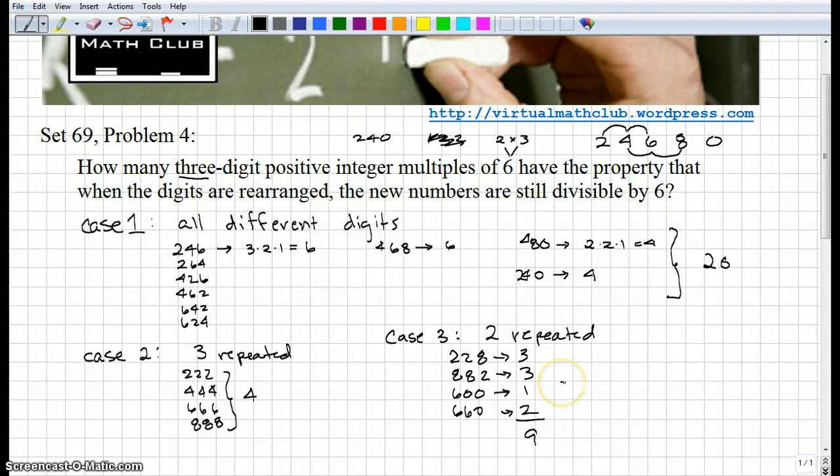We either have all different, 2 repeated, or 3 repeated. So what's our total? We had 20 plus 4 plus 9. So 9 and 4 is 13, plus 20, that's 33. So the total is 33. So we can find 33 3-digit positive integer multiples of 6 that can be rearranged to form a new multiple of 6, or it's still divisible by 6. So there you go.